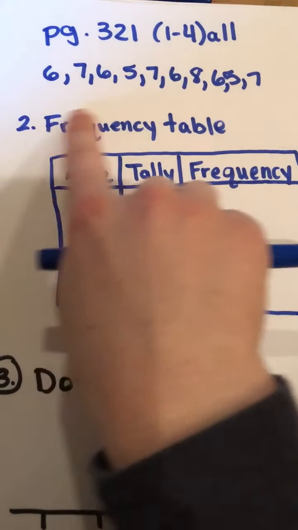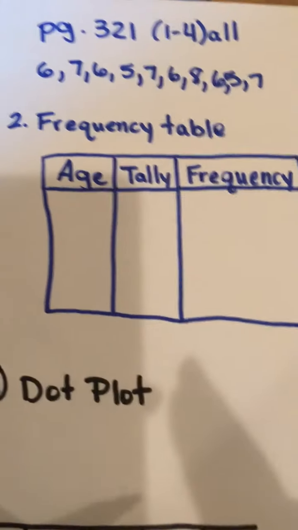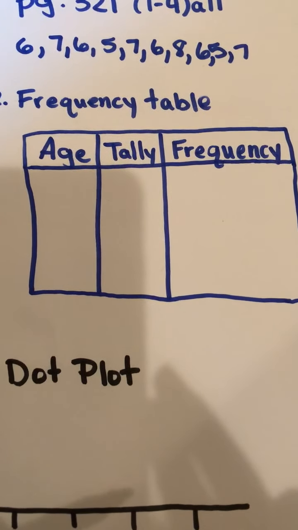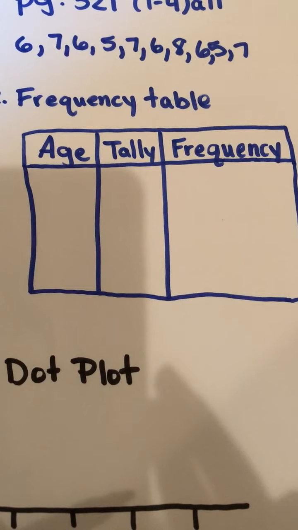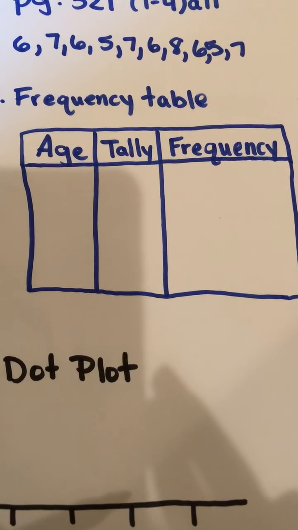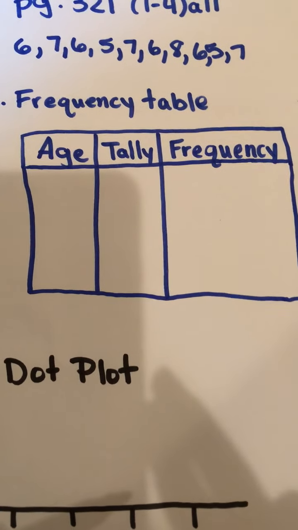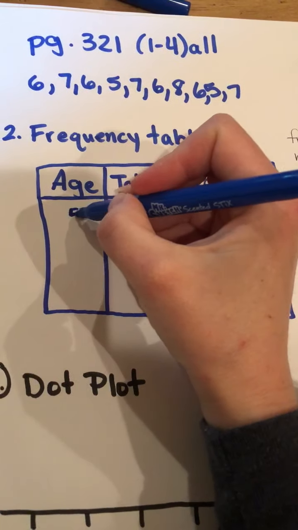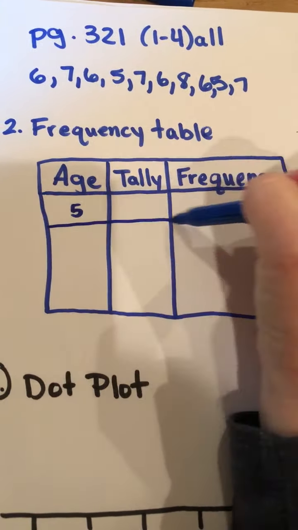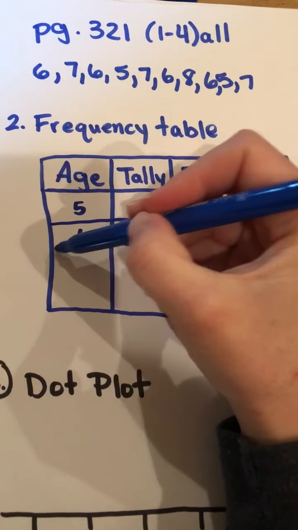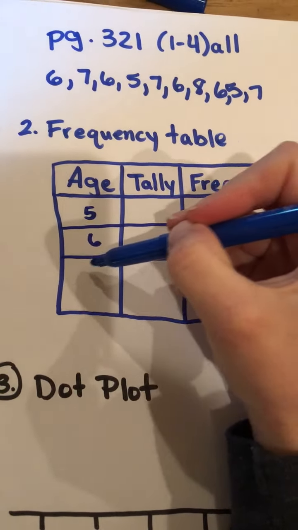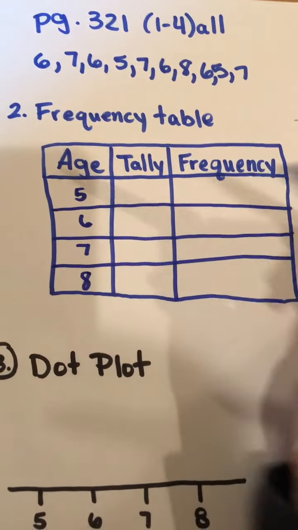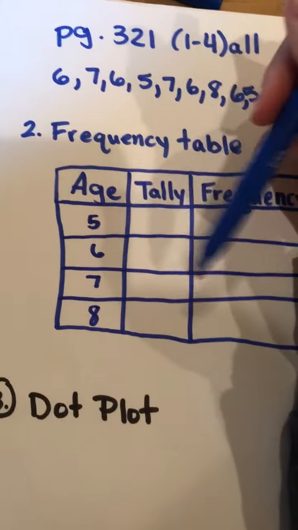I have my data at the top, and I have my frequency table all set up. Feel free to pause this video to write down on your paper an example of my frequency table. So my frequency table is going to have an age. So I have 5, I'll draw a line, 6, 7, 8. Now I'm going to do my tallies first.